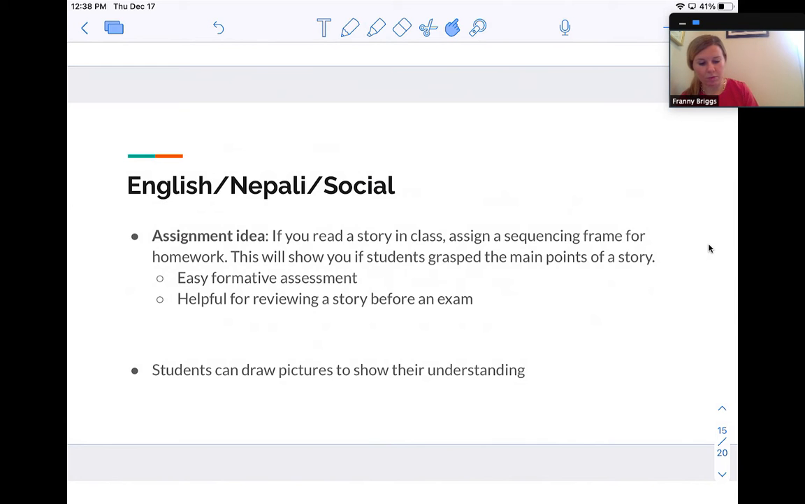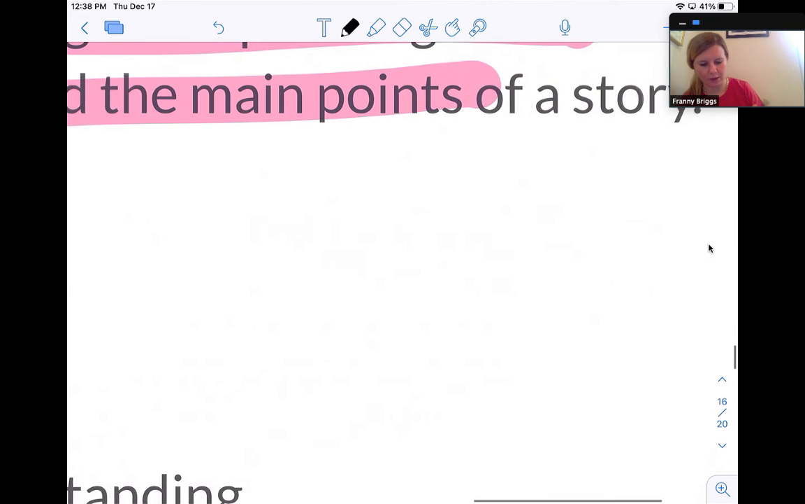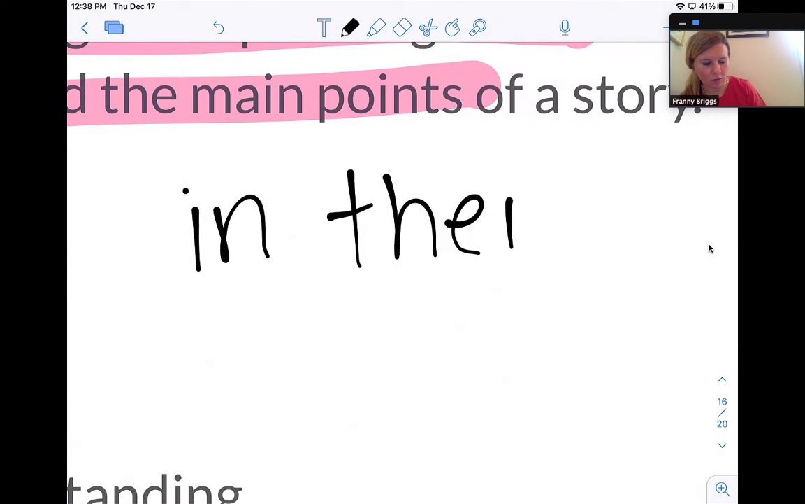Sequencing frames are a really good homework assignment. It's going to tell you right away when the students come in the next day whether they understood the story. It'll tell you if they grasped the main points. Something I didn't type into this presentation, but what I think is really important, is that it be in their own words.